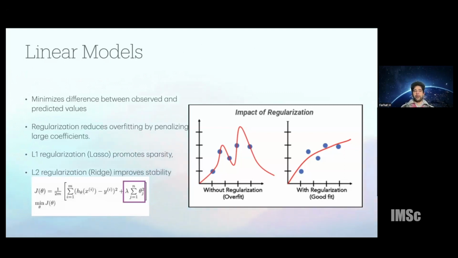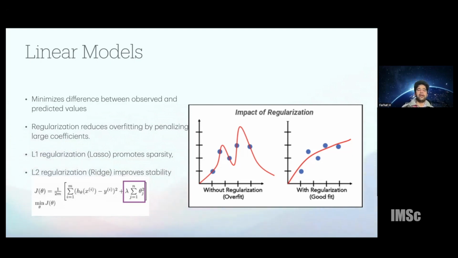So coming to linear models. The simplest thing that linear models do is minimize the difference between predicted and actual values. All models do this, but the idea is that the linear model is linear in the coefficients of the variables that we have. In machine learning, we often add a regularization term, and the idea behind the regularization term is that it penalizes overfitting.